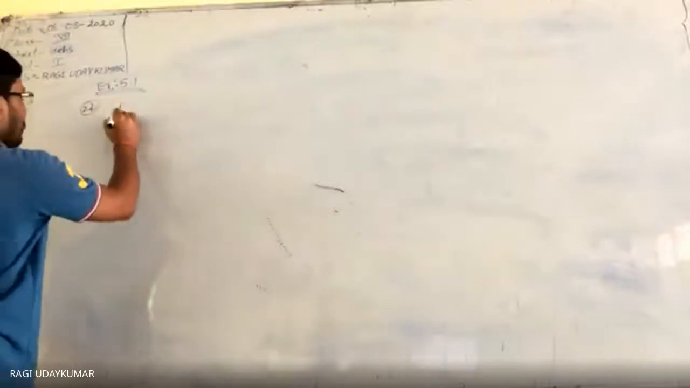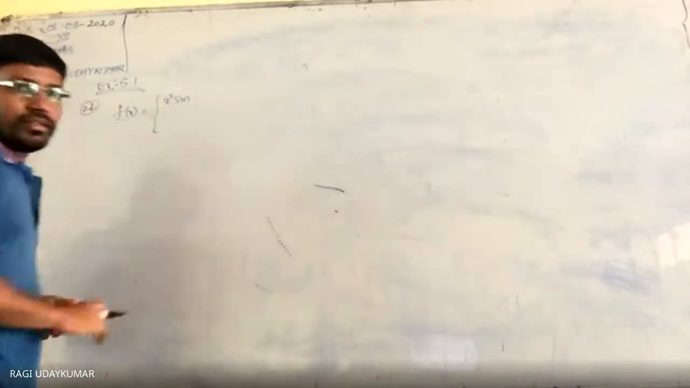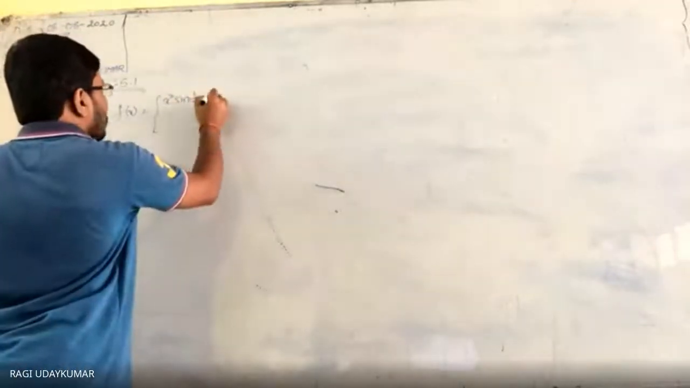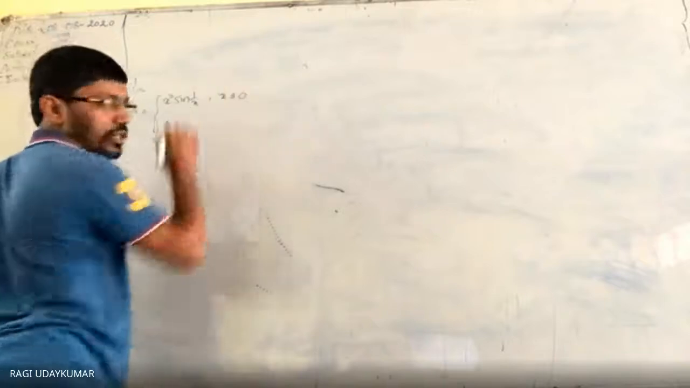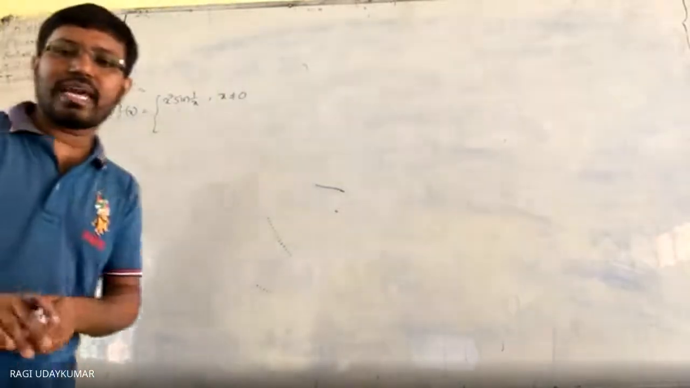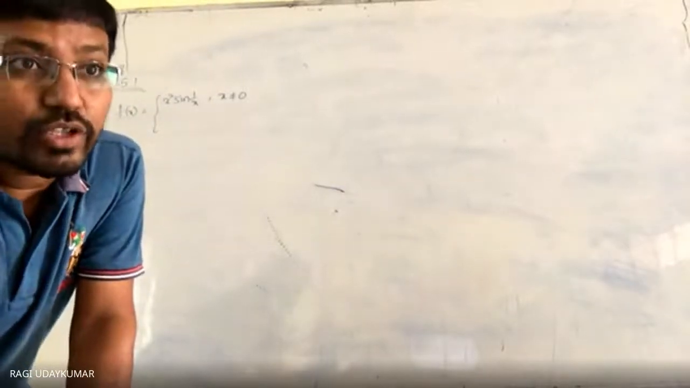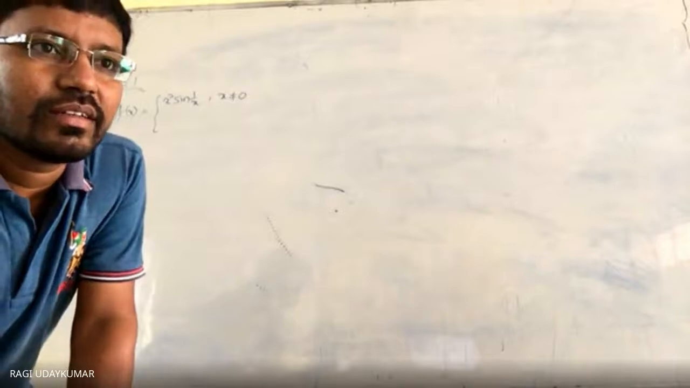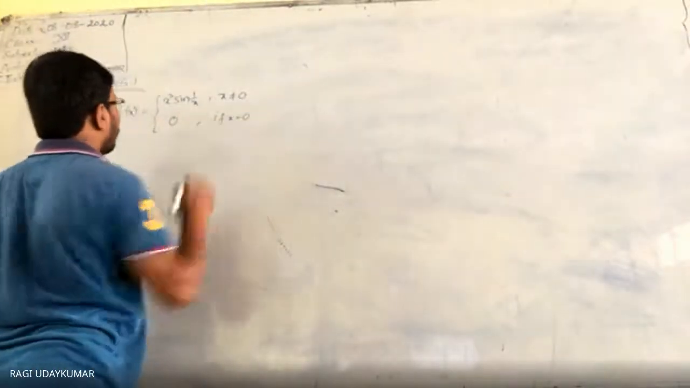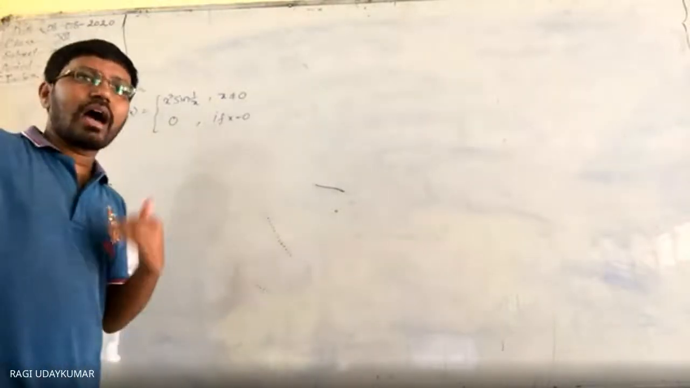what is the question here? The function f of x is given as x square sine 1 by x if x is not equal to 0, and it is equal to 0 if x is equal to 0. This is the function given, and this function is defined on all the real numbers.